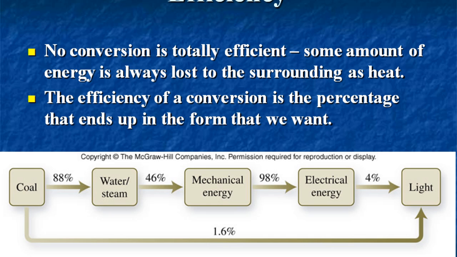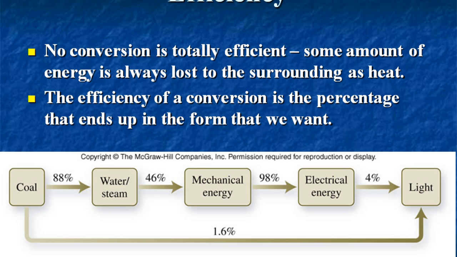Now, as it says, no conversion is totally efficient. When we convert one form of energy to another, the maximum you get, like in mechanical to electrical conversion, is about 98%. That is very rare. No conversion is totally efficient. Some amount of energy is always lost to the surroundings in the form of heat. And when we say efficiency, it's the percentage of energy that ends up in the form we want. That's what we call efficiency.